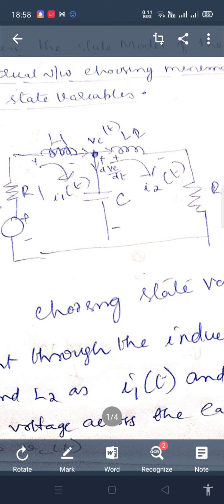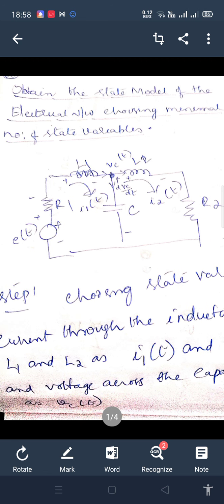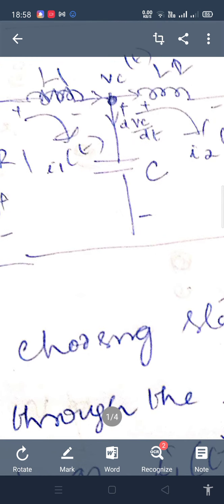So we'll start modeling. The first concept you have to understand is how to choose state variables for such an electrical system. One idea is to choose the current through the inductor and the voltage across the capacitor as state variables. Here, as you can see, there are two inductors, so there will be two inductor currents, and those will be two state variables. There is one capacitor, so the voltage across the capacitor will be another state variable. So in total we have three state variables.